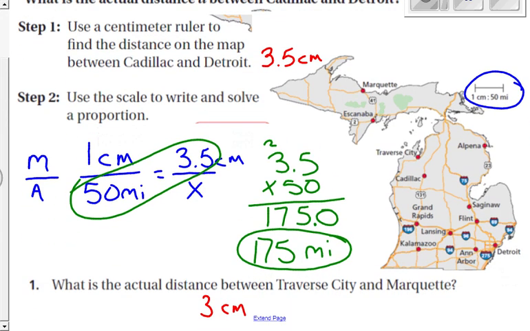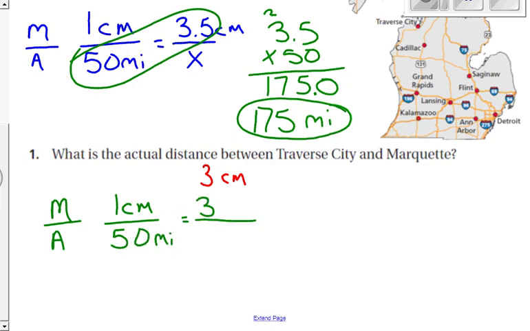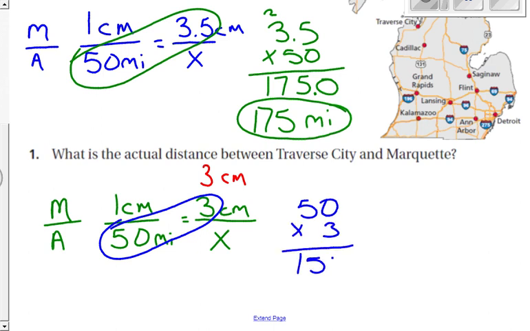Now the next example says, what is the actual distance between Traverse City and Marquette? Well, we measured it again, and it is 3 centimeters. So we are going to set this up the exact same way that we set the other one up. Again, we're going to have model over the actual. And we're going to use the key, which is 1 centimeter over 50 miles. Now we just measured it, and we said that it was 3 centimeters. So now we have to figure out how far it is actually. So cross multiply again. 50 times 3 is 150 miles. So from Traverse City to Marquette, it is 150 miles.